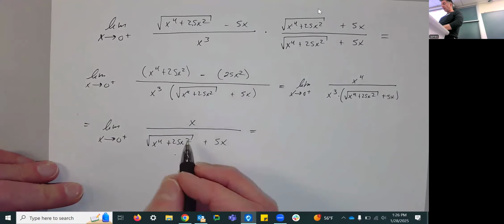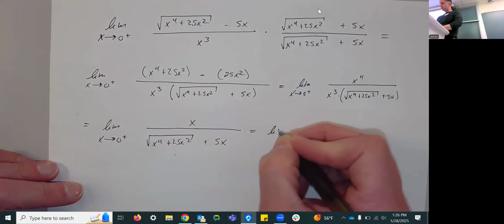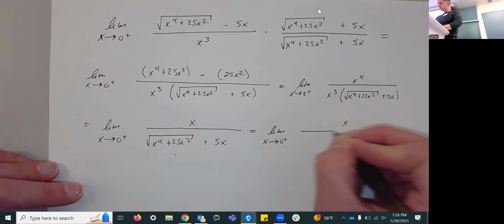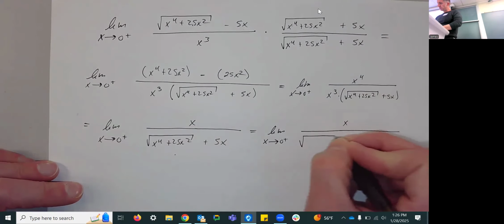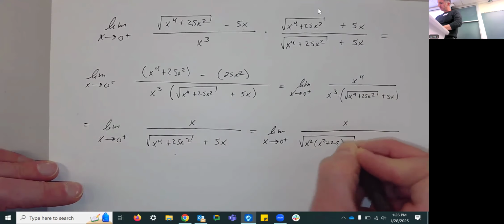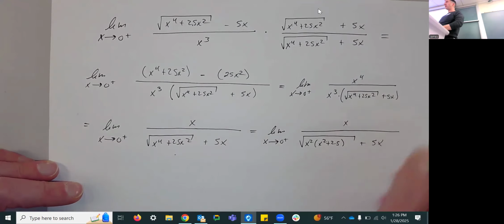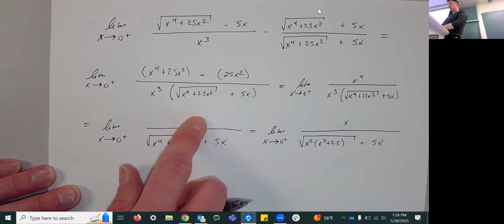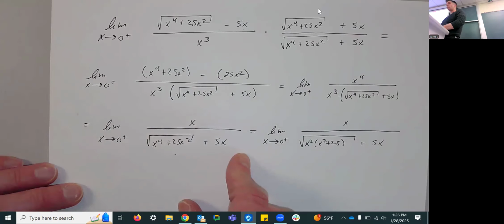So now I'm going to factor out an x squared from inside that square root. So we have x squared times x squared plus 25 plus 5x. I will point out the way I know I'm not done yet, right? Because if I try plugging in 0, I still get 0 divided by 0. So I still have more work to do.